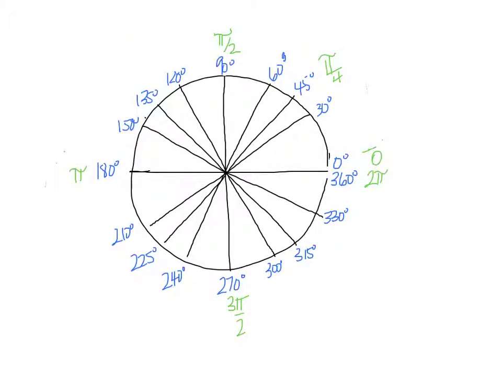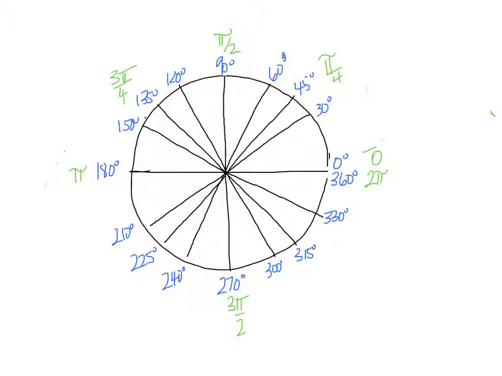Now, if 45 degrees is 1 pi over 4, what's 90 degrees? 2 pi over 4. What's 2 pi over 4 reduced to? Pi over 2. So 2 pi over 4, which is pi over 2, and we already have that one there. What's 135 degrees? 3 pi over 4. What's 180 degrees? 4 pi over 4, which is just pi.